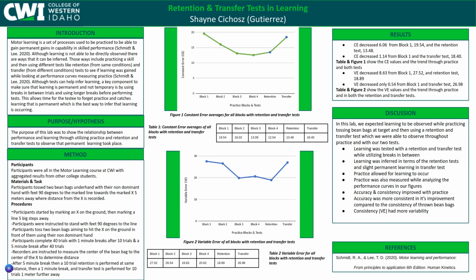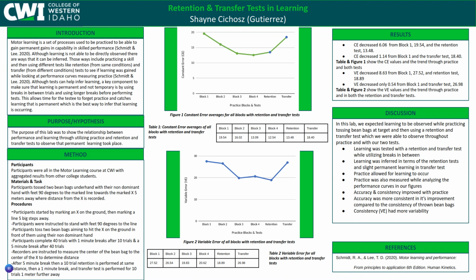So, with our intro here, motor learning is a set of processes used in practice to gain permanent gains in capability and skilled performance. Although learning is not able to be directly observed, there are ways it can be inferred, and those ways include practicing a skill and then using different tests, like retention, which comes from the same conditions, and transfer, which comes from different conditions, to see if learning was gained while looking at performance curves measuring practice time.